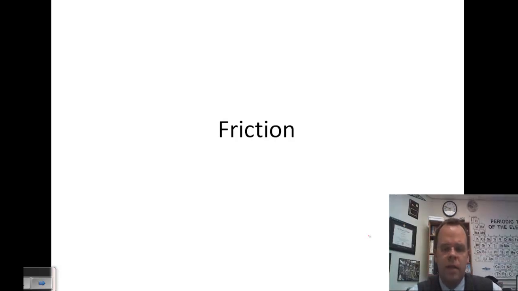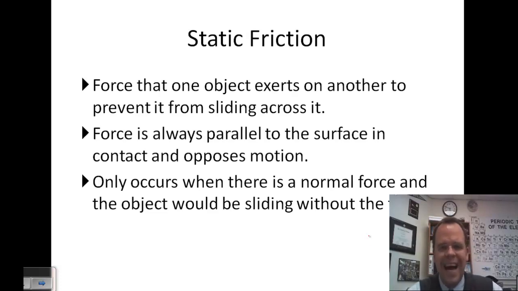In this final section of the semester, we want to look at friction and understand the difference between static and kinetic friction and how we go about using the coefficient of friction in solving problems. There are two types of friction when we deal with the force of friction. The first type that we deal with is static friction.